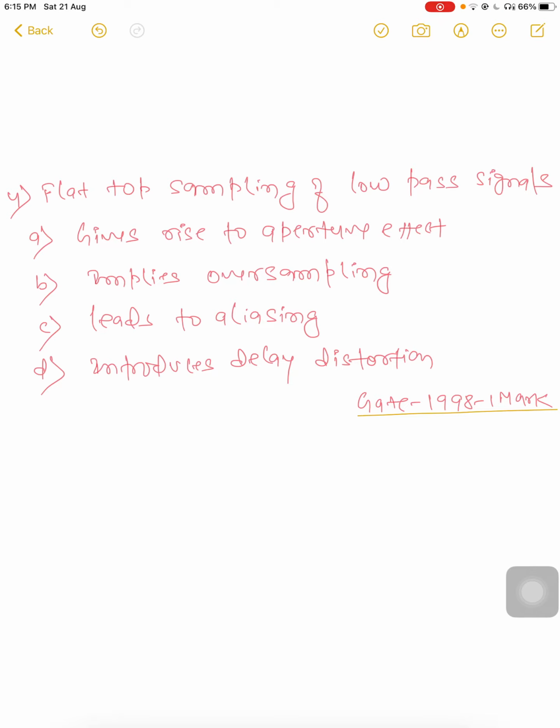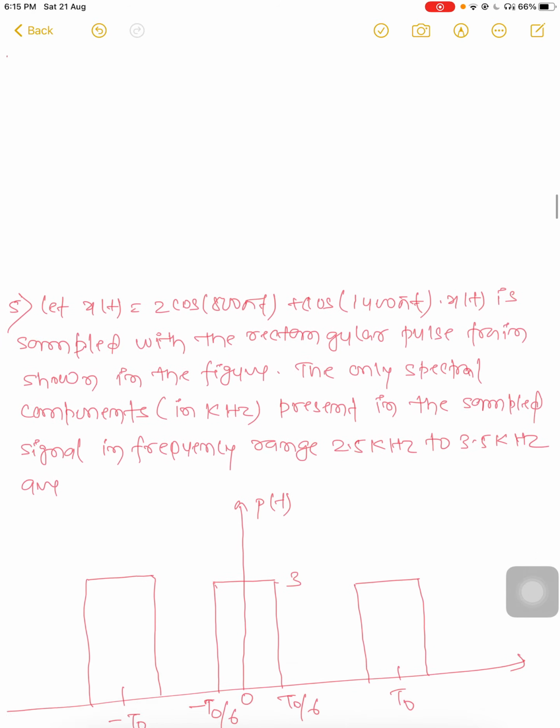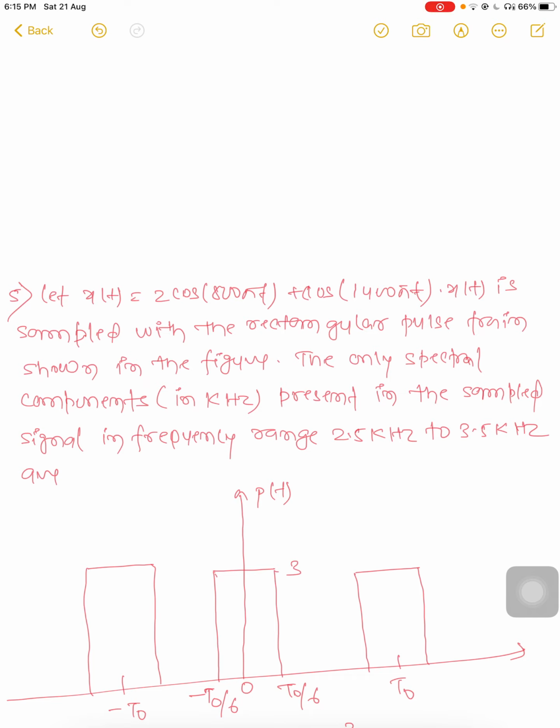Flat top sampling of a low pass signal. Flat top sampling for a low pass signal gives rise to the aperture effect. Option A will be the right answer. This one is a simple objective question, theoretical base.